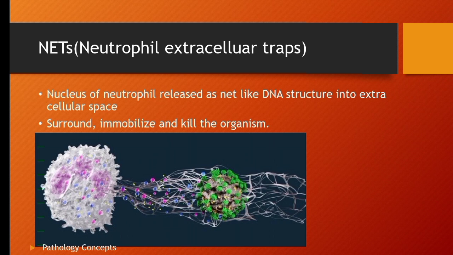The third mechanism is formation of neutrophil extracellular traps, NETs. At the end of the lytic process, the nucleus of the neutrophil is released as a net-like DNA structure into the extracellular space, and this is called NETs. They contain histones and cationic peptides. After release of NETs, they can surround, immobilize, and kill microorganisms including bacteria and fungi.